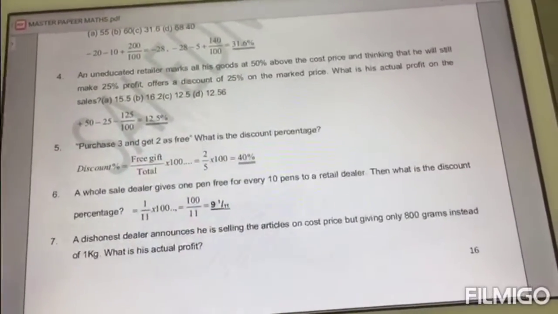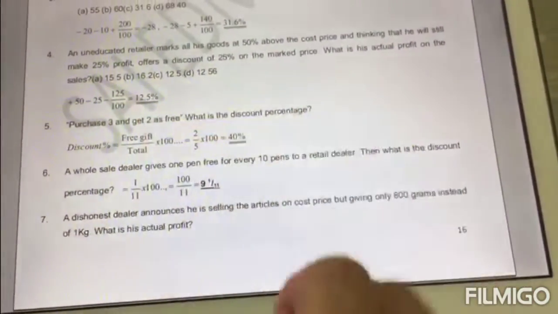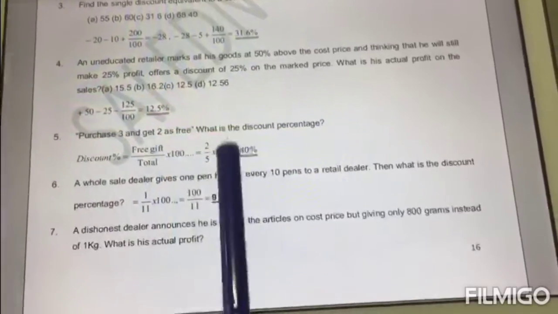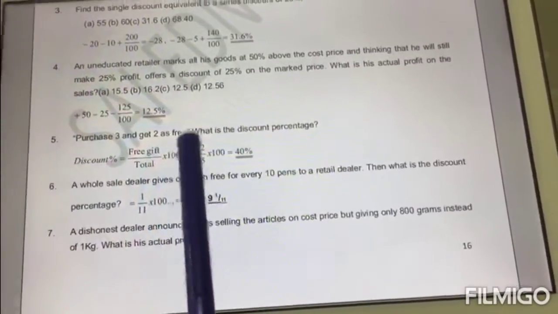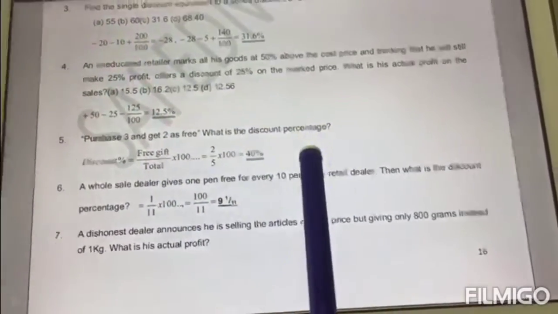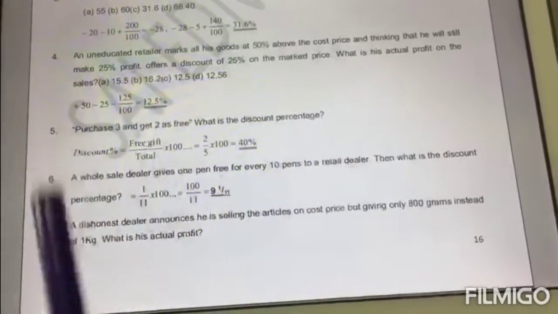This is very simple. Purchase 3 and get 2 as free. We have seen this many times, right? In shops, buy 1 get 2 free. In this case, it is buy 3 and get 2 free. What is the discount percentage? So when you see these things, what is the actual discount that you're getting? Okay, how do we calculate it?